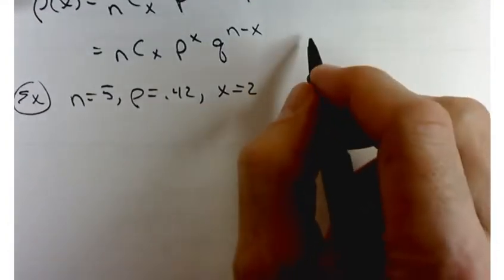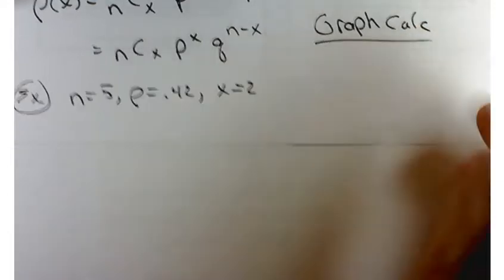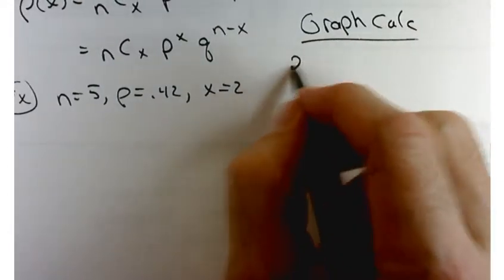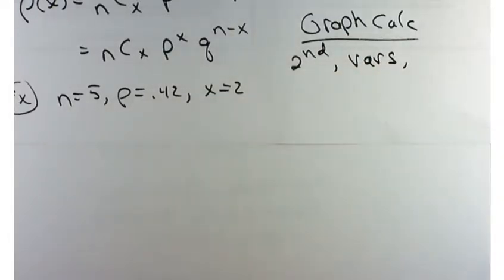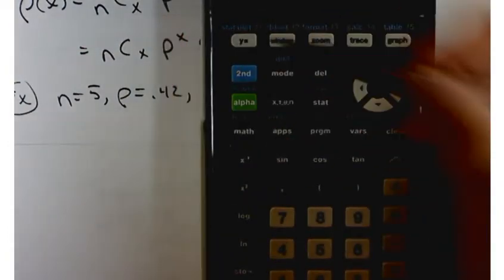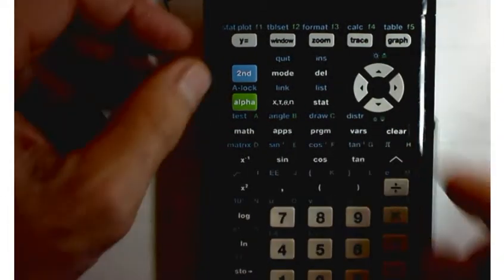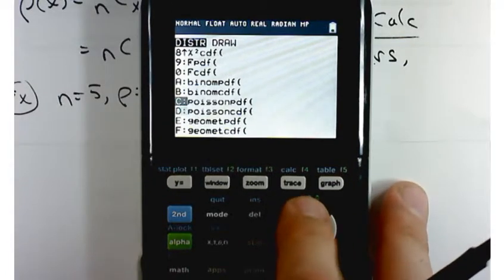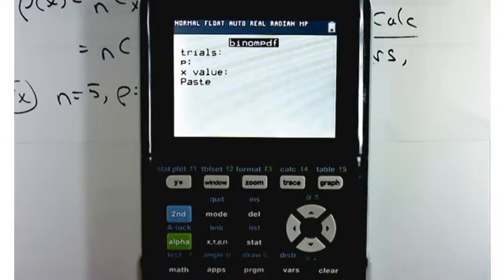On your graphing calculator, you're going to hit the second key, then the vars key, which gets you up to a place called distribution. So second vars, and then you want to select binomial PDF. If you're not sure how to run this command, you can press the plus key and it'll tell you. But I think if we press the equals key, it'll run you through it pretty well.